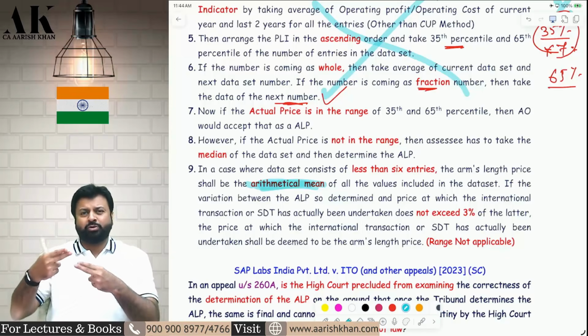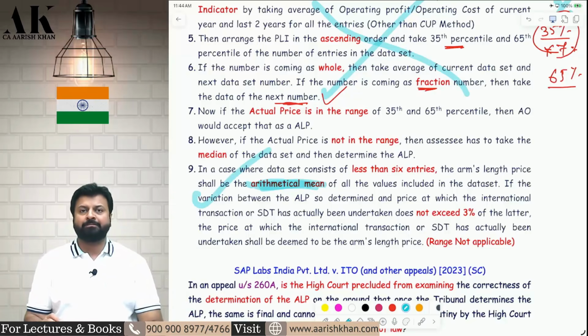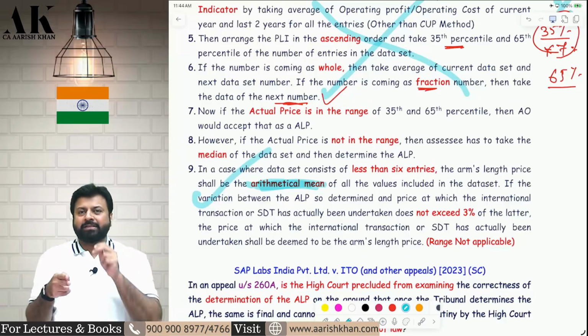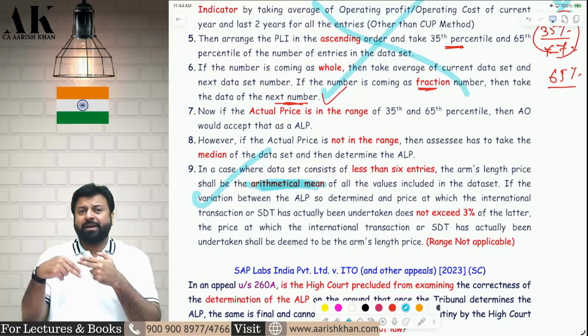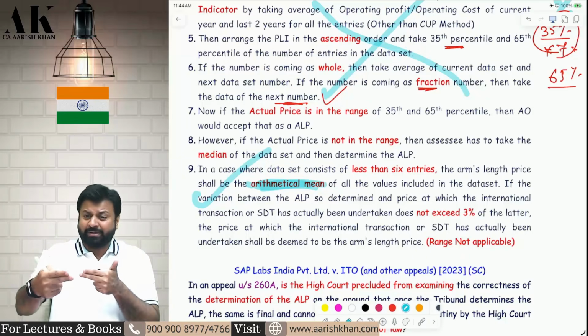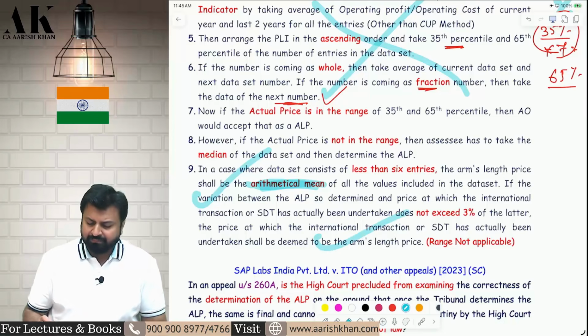If the difference is up to 3%, ignore. If the difference is more than 3%, then this price will be applicable. Suppose the arithmetic mean is coming to 103 and your actual price is 102, then ignore 103. Take 102 as the actual price. But if the arithmetic mean is coming to 103 and your actual price is 95, now the pricing difference is more than 3%, so you take 103 as the arm's length price. I hope it is clear to all of you.